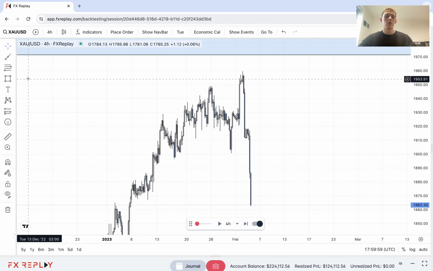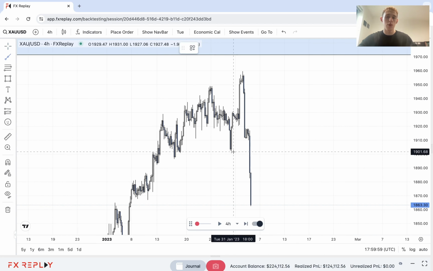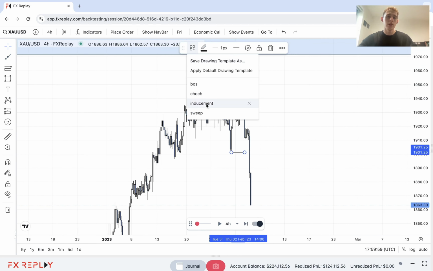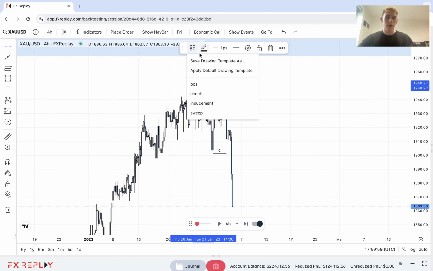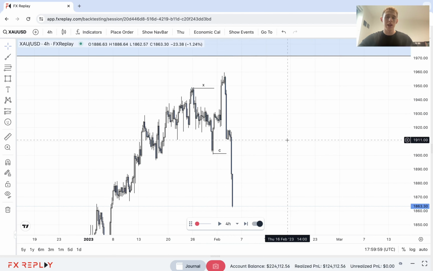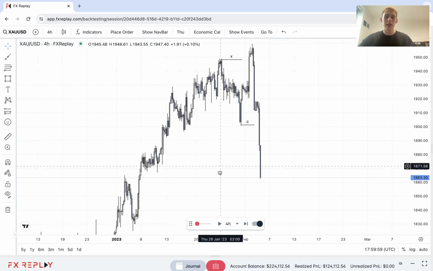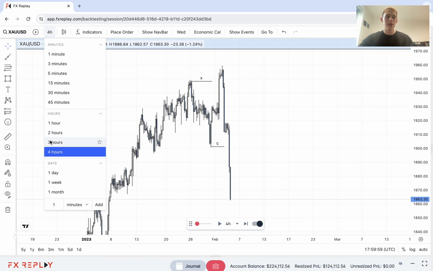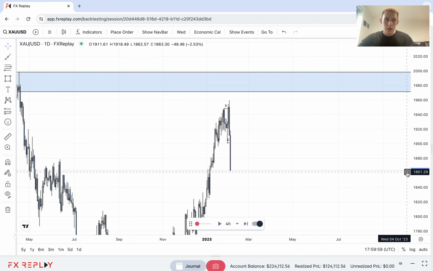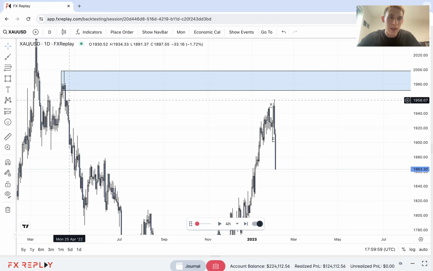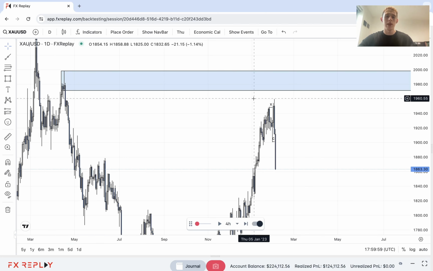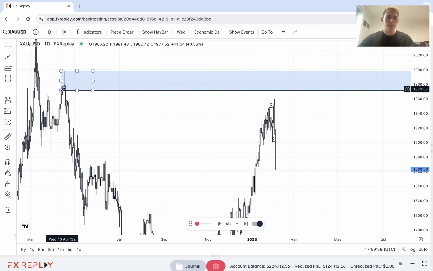All right, so that's what I would consider a full reversal. So this would be a 4-hour change of character. And the reason I'd consider this a full reversal is because we had a clear sweep of the initial sellers, followed by a breakdown in price. And you can see all of this momentum coming in as well. We clearly don't want to be buying against that. And it happened at this daily level of supply. In fact, price swept the top of that supply as well with this wick.